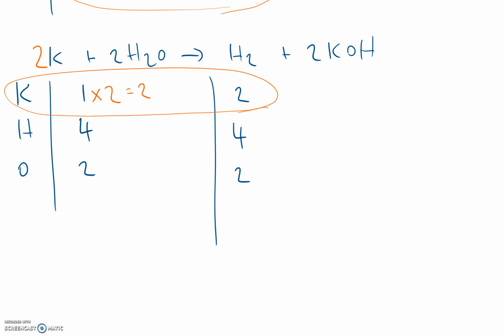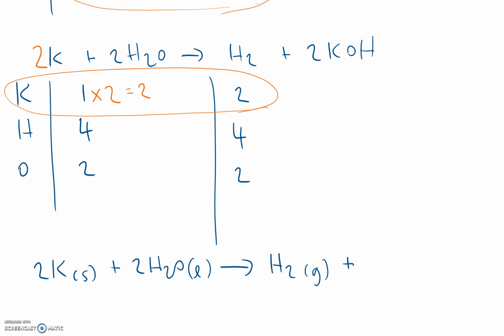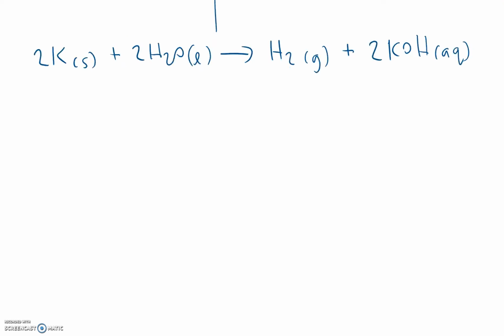So finally, I will rewrite the final equation. I'm going to add the states in. Solid potassium plus 2 liquid water molecules gives hydrogen gas plus 2 potassium hydroxide. Now that should be balanced, but just to double check, I'll make my rows again, write down the elements on the far left, and I just check the numbers.